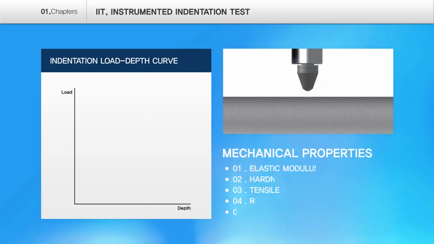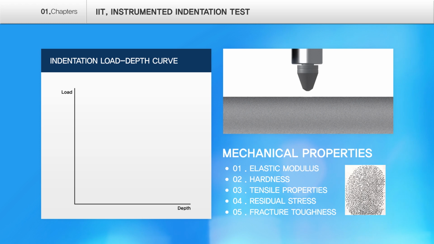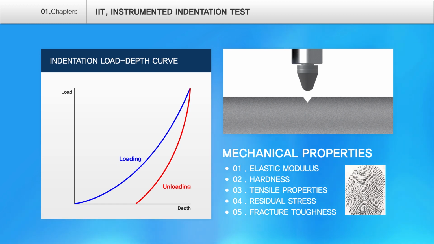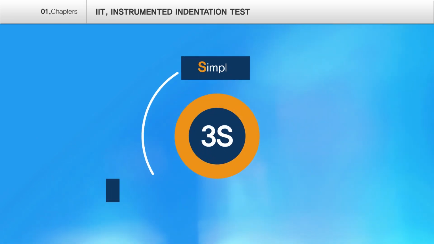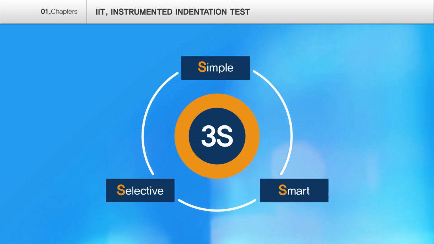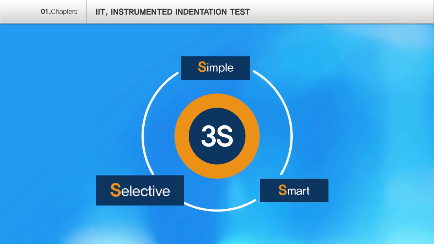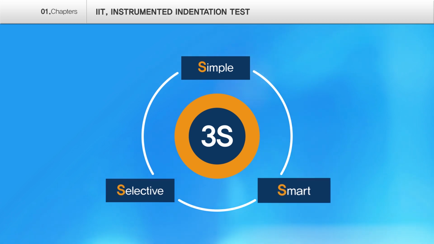Unlike conventional hardness test, IIT measures penetrated depth and applied load during loading and unloading operation, and it is the technology of getting a continuous curve of load and depth to get versatile properties precisely in a non-destructive method. The load depth curve from IIT represents the uniqueness of each material, like the fingerprint of a human. We can get diverse mechanical properties, such as hardness, strength, and toughness from this LD curve in a simple, smart, and selective way.